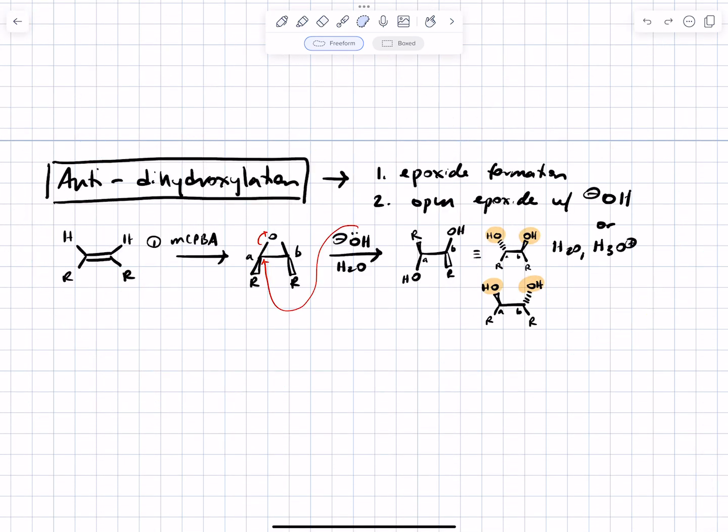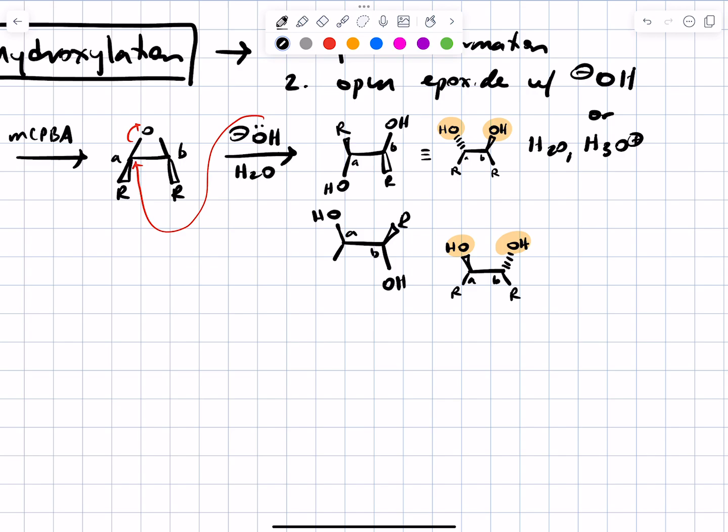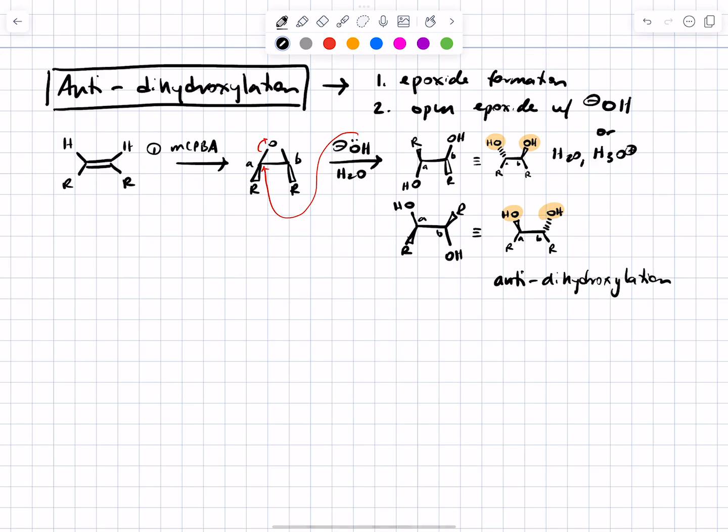Whoa, I didn't mean to do that. There we go. Just for completeness, I'll show you the product you would get if the OH attacked carbon B. And then that, through rotation around the bond between A and B, is equal to this. And so we would call this the anti-dihydroxylation product. We added two hydroxy groups to adjacent carbons, and they are on opposite sides of the original alkene. Good. Others?